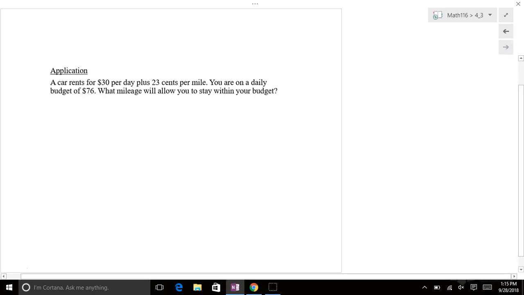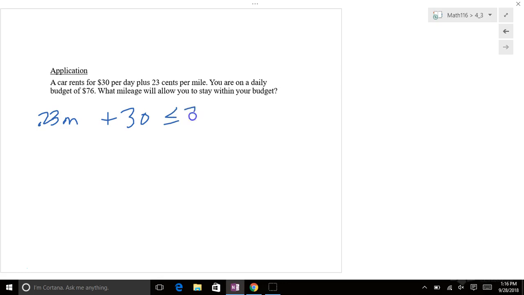All right, how about an application? A car rents for $30 per day plus, so it's $30 guaranteed, and then 23 cents for every mile, we'll call it m. And we're on a daily budget of $76, so we got to stay within $76 or less, less than or equal to $76. Well, we go ahead and solve for the mileage, right? How many miles can we drive at most?